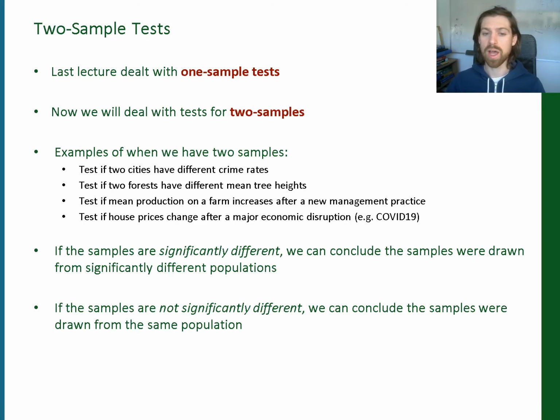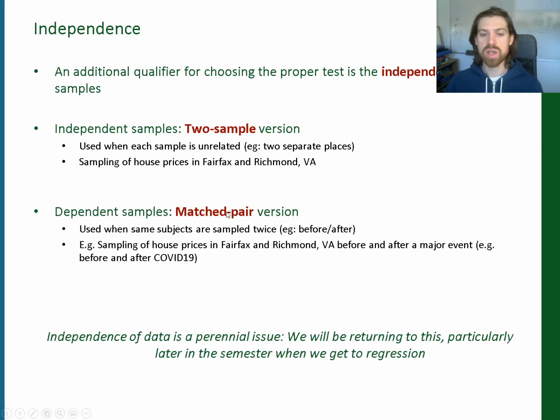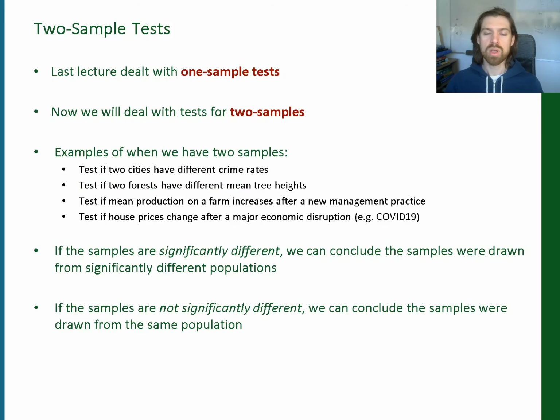So for example, perhaps we introduced a new type of fertilizer on a farm and we wanted to test how much production there was in one year compared to another year after we'd introduced that new type of fertilizer. Or the example that I'm going to keep coming back to today is testing if there's been house price changes after a major economic disruption.